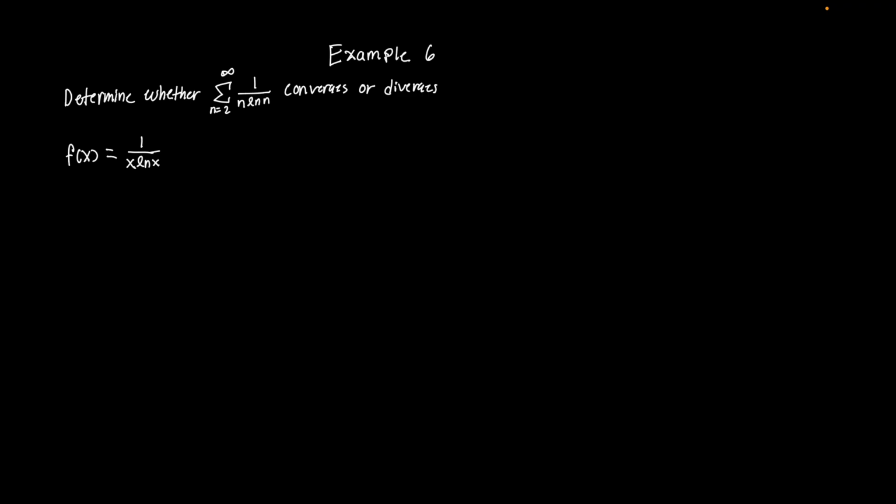So we know for x greater than 2, this function is positive. Natural log is positive all the way for x greater than 2, sorry. We know it's continuous, and we know that this is decreasing because it's 1 over a function. So we can apply the integral test.